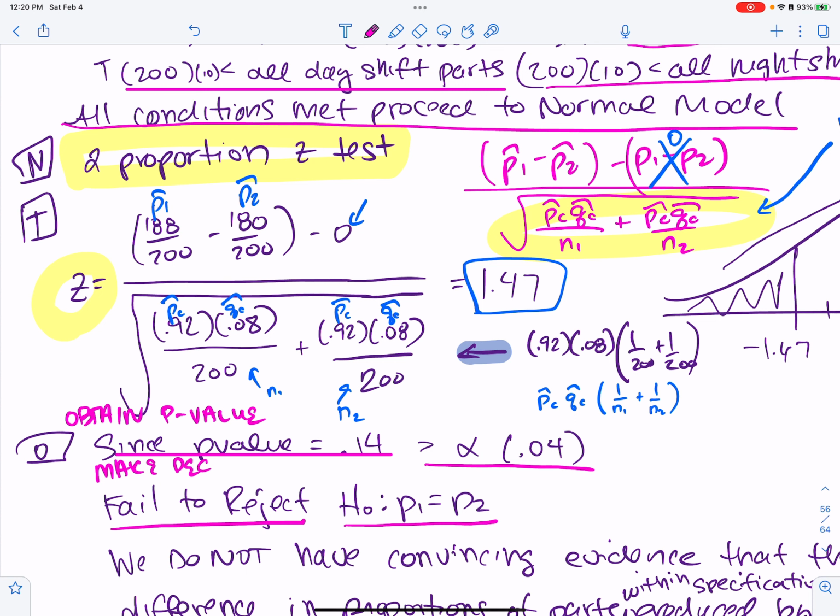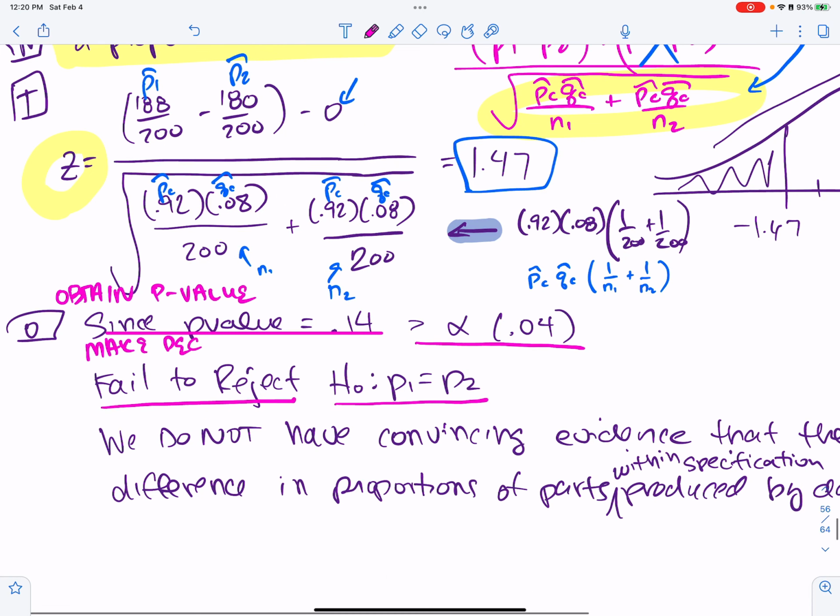I'm failing to reject P1 equals P2. We do not have convincing evidence that there is a difference in proportions of the parts within specifications produced by day and night shifts. All right, so that's the end of our hypothesis test.